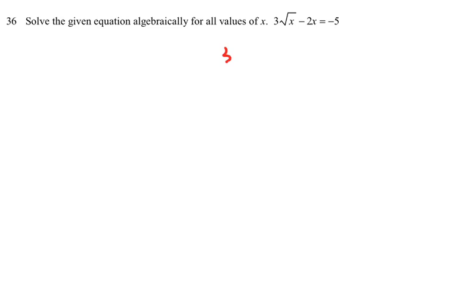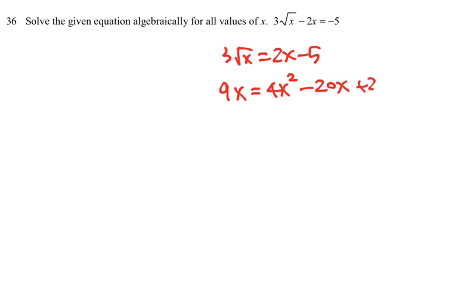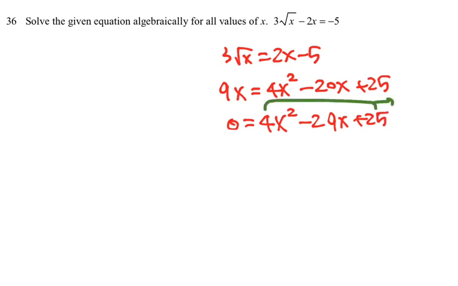Now, number 36, we need to figure out the value of x. So first, I'm going to isolate the radical by adding 2x, and then when you square both sides, you get 9x, and then 4x squared minus 20x plus 5 and plus 25. And then by subtracting 9x, we get this expression. Then you're thinking, hey, how can I factor this one? That's right, 4 times 25 is 100, and which 2 numbers multiply to 100 but add up to negative 29? It would be negative 25 and negative 4.